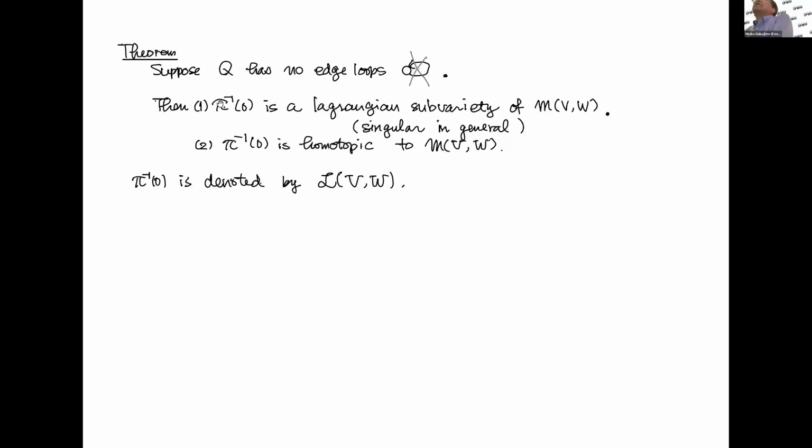I consider the inverse image of 0 under this natural map from MVW to M0VW. Then this is a Lagrangian subvariety in MVW. MVW is a symplectic manifold, and pi inverse 0 is a Lagrangian subvariety, which means that if you restrict the symplectic form to pi inverse 0, it vanishes. And pi inverse 0 is homotopic to MVW. So if I'm interested in the topology of MVW, in particular the cohomology or homology, you can replace MVW by pi inverse 0. In that sense, pi inverse 0 is the most important part of MVW. I denote pi inverse 0 by L of VW because this is Lagrangian.